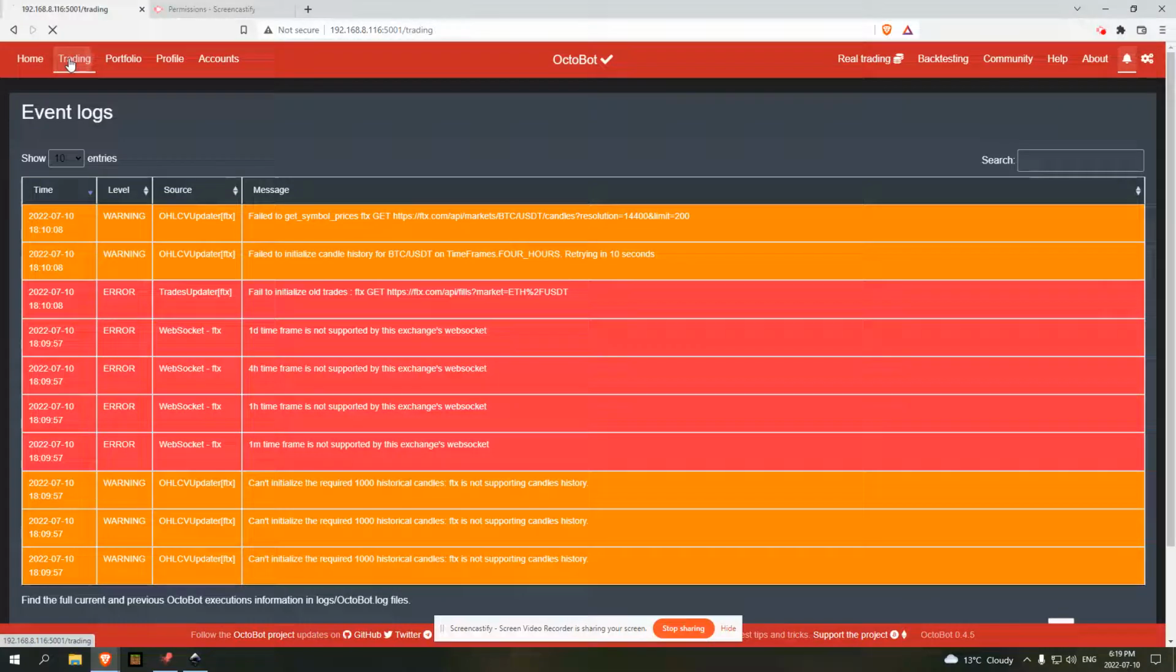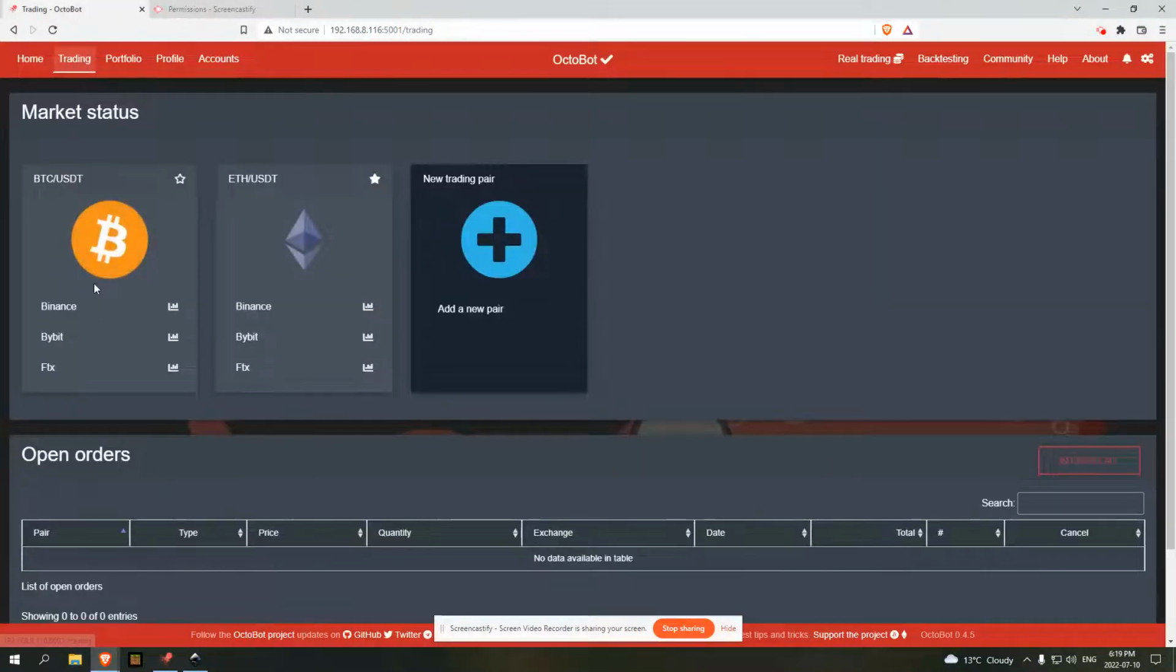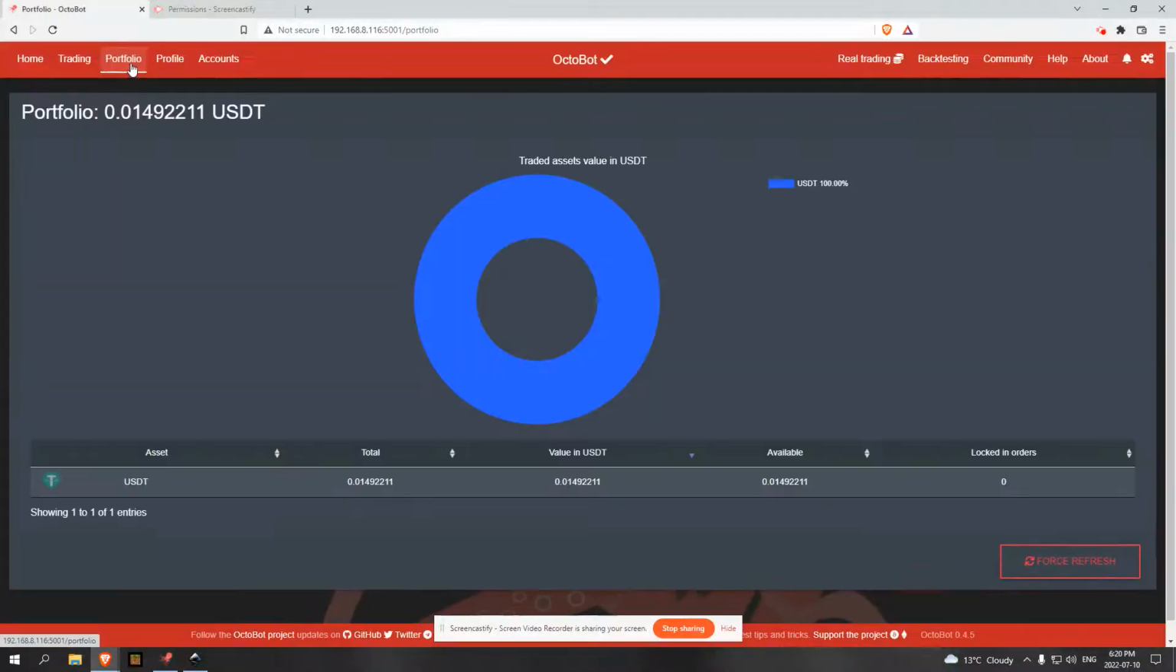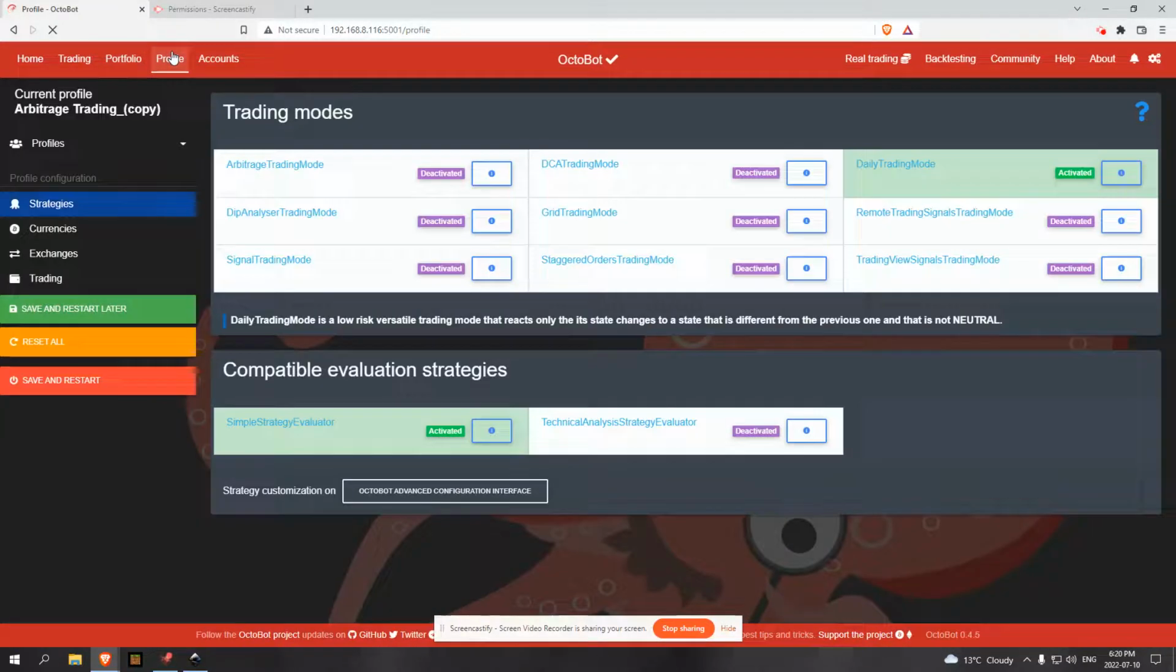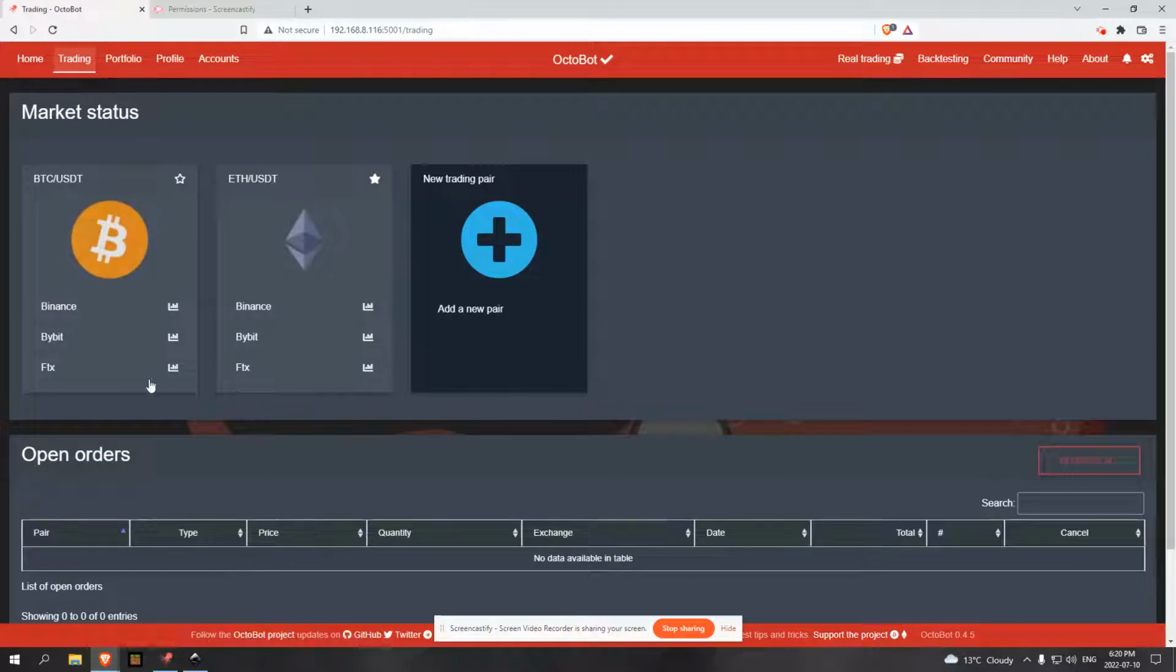If I go to trading, I can see I've got Binance, I've got Bybit, and I've got FTX, so I've got three different exchanges activated. And then I can see my portfolio, and there's just a couple cents in there. Before, when I was on the arbitrage mode, I didn't even get to see my portfolio.